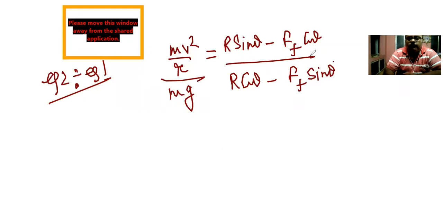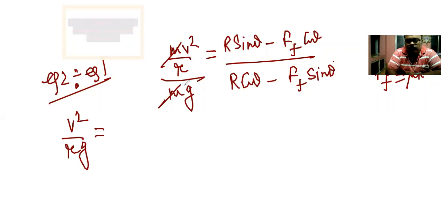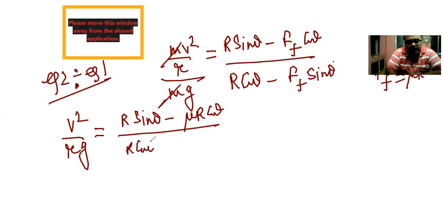Now what is frictional force, children? I have already told you, frictional force is equal to mu times R. So we'll write that, and m and m will get cancelled. So we'll get v square by rg, which will be equal to R sine theta minus mu R cos theta divided by R cos theta minus mu R sine theta.